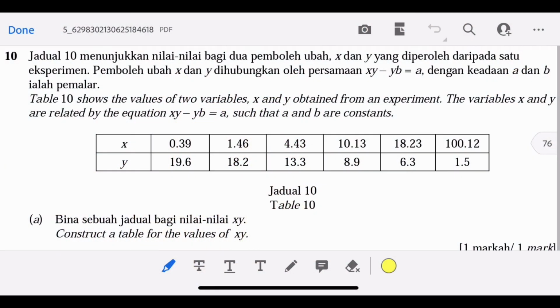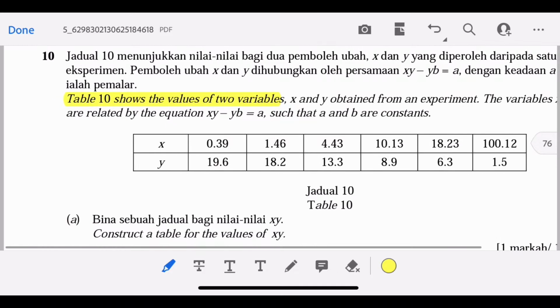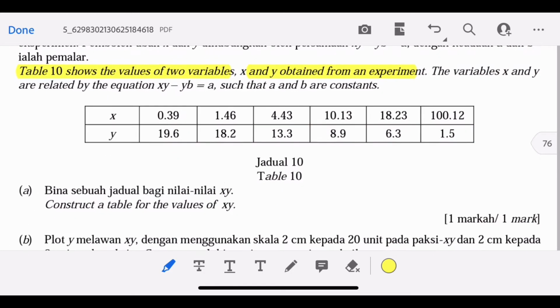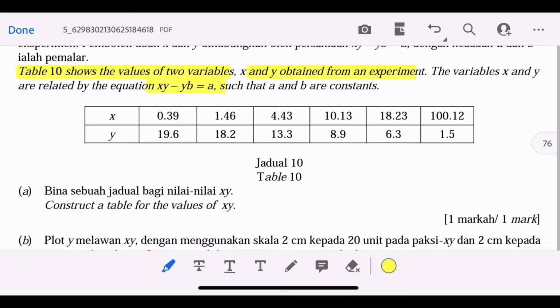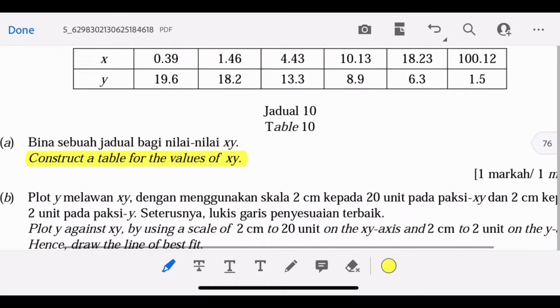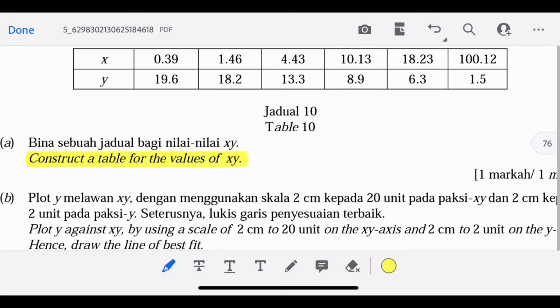Question number 10 shows the values of two variables x and y obtained from an experiment data. Two variables x and y are related by this non-linear equation, such that a and b are constants. So construct a table for the values of x, y, xy. That means this one we will copy, we can use back.